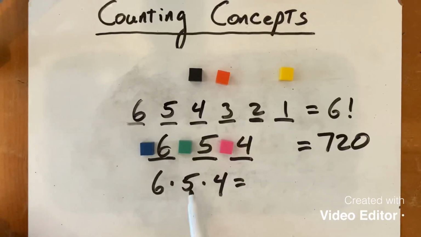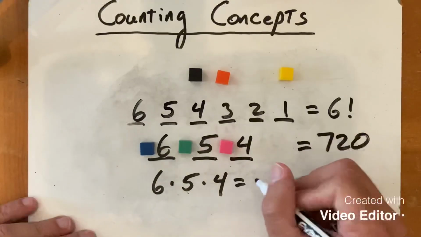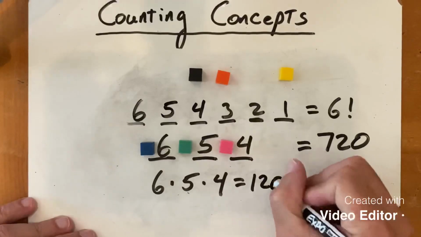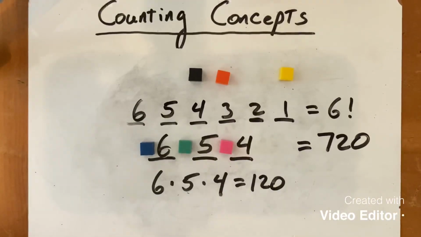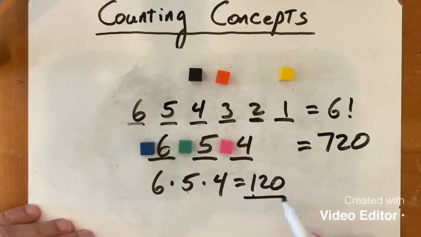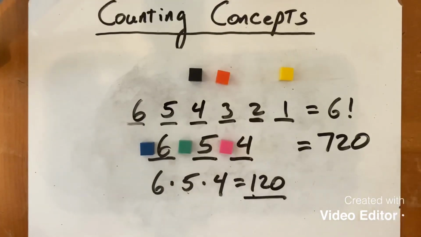So I'm going to do 6 times 5, which is 30, and then 30 times 4 in this case would be 120. So if I'm only putting 3 of the 6 pictures up, how many different ways can I organize 3 out of the 6? The answer would be 120.